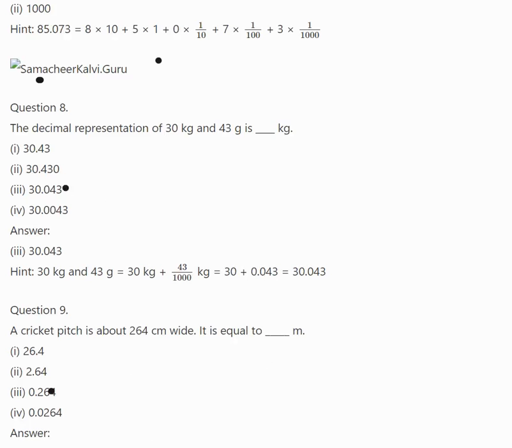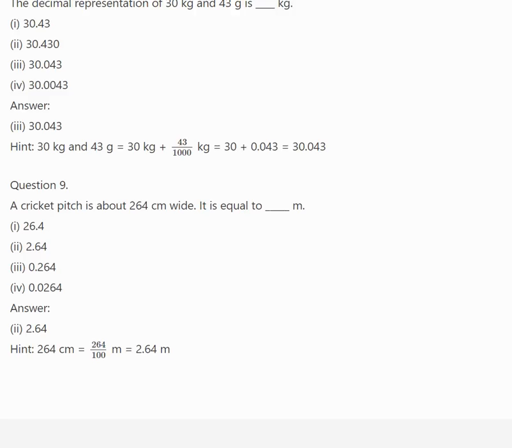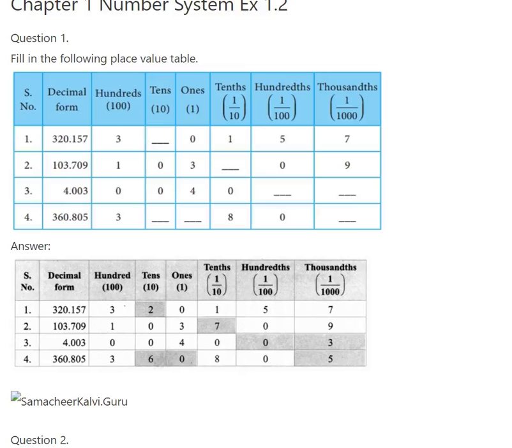It is equal to dash meter. Convert the centimeter to meter. So here the answer is 2.64. That is, divide this number by 100. Divide by 100 means after 2 digits we have to keep a decimal point. So what will happen? 2.64 meter. Yes? That's all the objectives. Next, exercise 1.2. This is a very easy exercise.